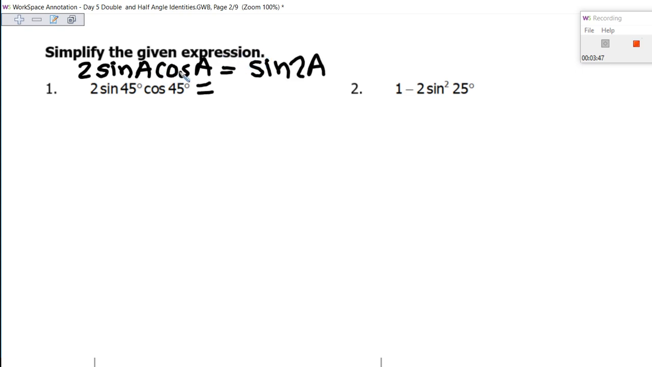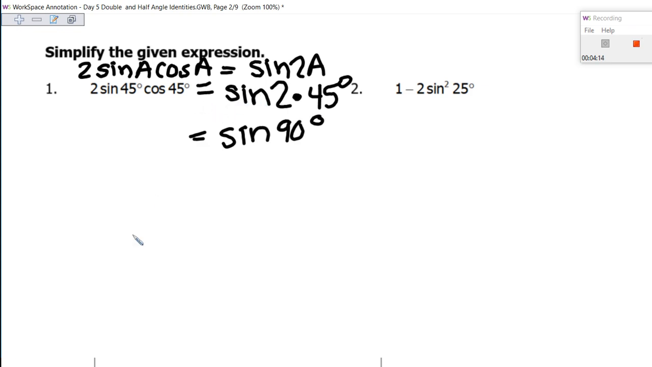So when I write my answer, I need to have sine, and then we need to have 2, and 2 needs to be multiplied by the A value, and what angle are they using for A? 45 degrees. So this is going to be the sine of 2 times 45 degrees. And 2 times 45 degrees would be 90 degrees. Can I simplify that? Yes, I can. Think about our unit circle. 90 degrees would be at the top. What is that point as an ordered pair? (0, 1). So what's the sine of 90 degrees? 1. So the answer to number 1 is 1.